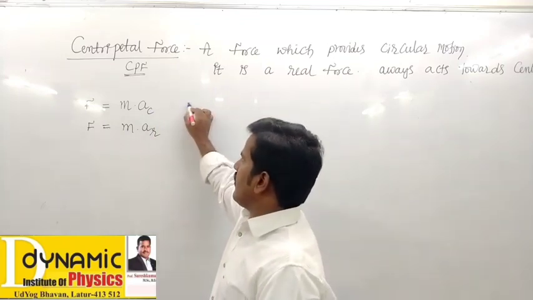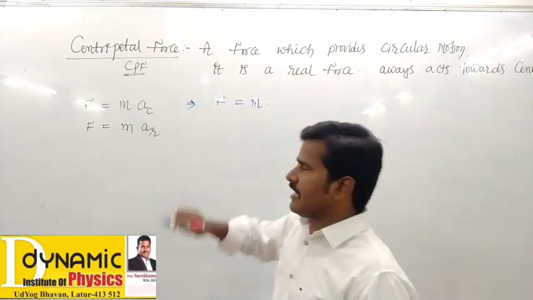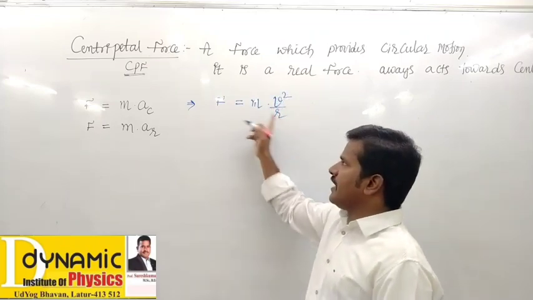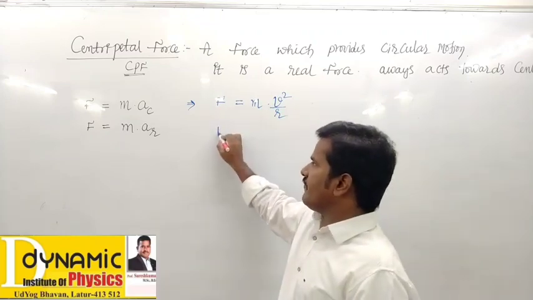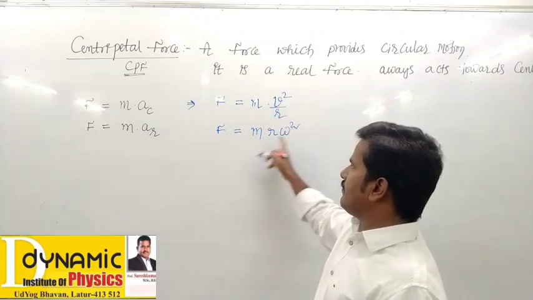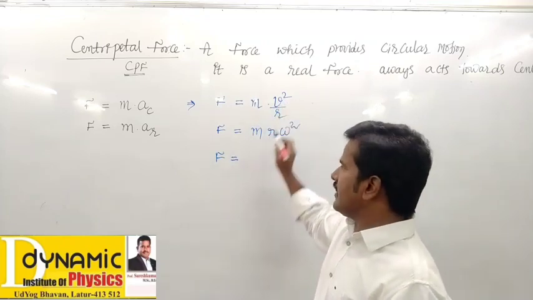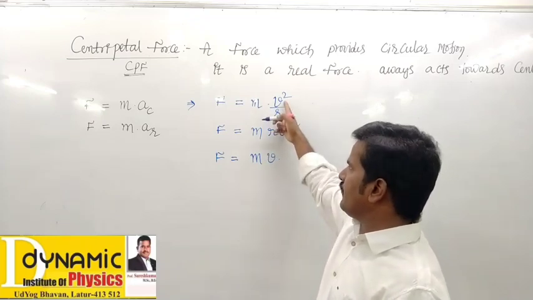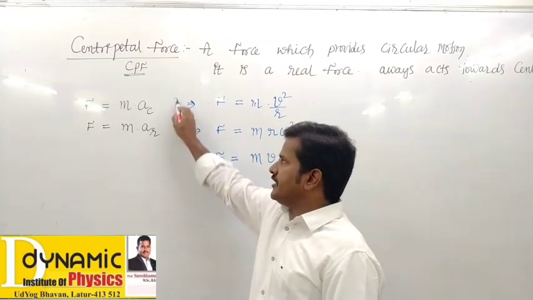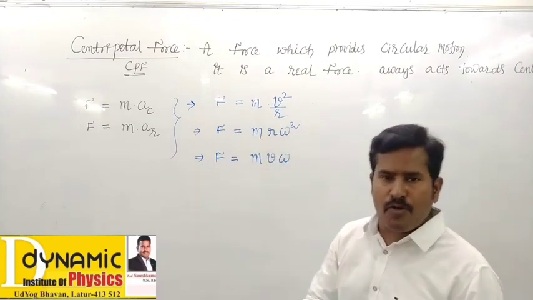So this M into AC, centripetal acceleration, is written as V square upon R. Otherwise, F equals M into V, where V is R omega, so it is M R omega square. Otherwise, V into V by R, that is omega, M into V by R is omega, so M V omega. This is the centripetal force formula: M V square by R, M R omega square, M V omega.